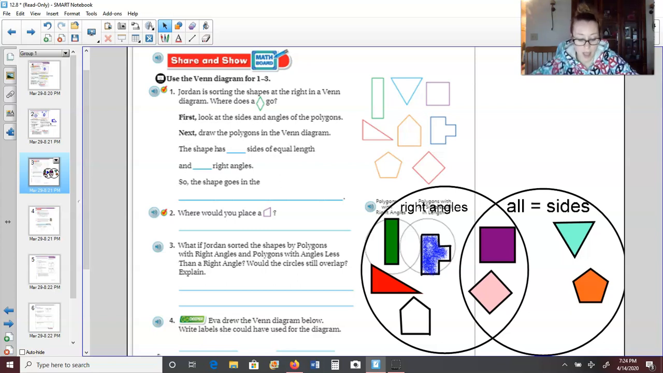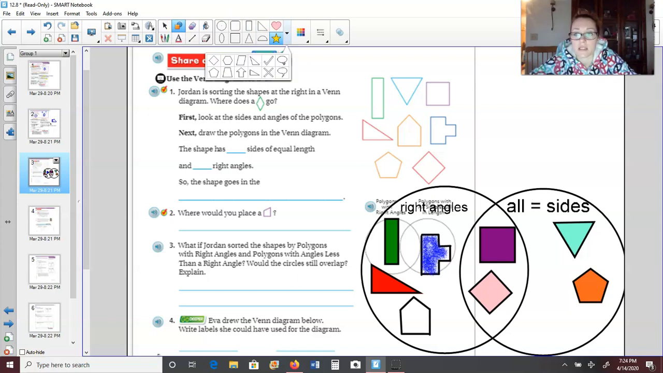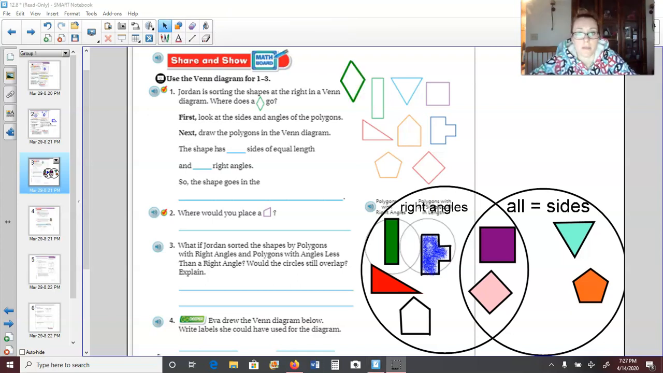And so now that we have those shapes kind of sorted, it might help us see where this other shape Jordan has needs to go. And I'm going to see if I can get that shape that Jordan has. Okay, so I'm back here, and I did my best to recreate this shape from our problem that Jordan has, and she's trying to figure out where it would go.